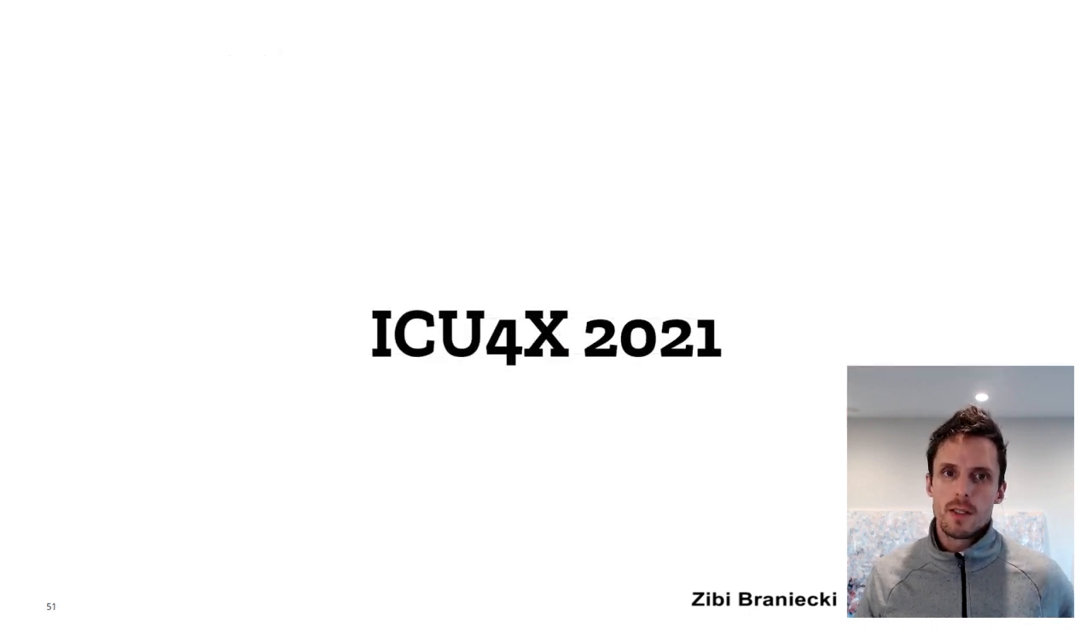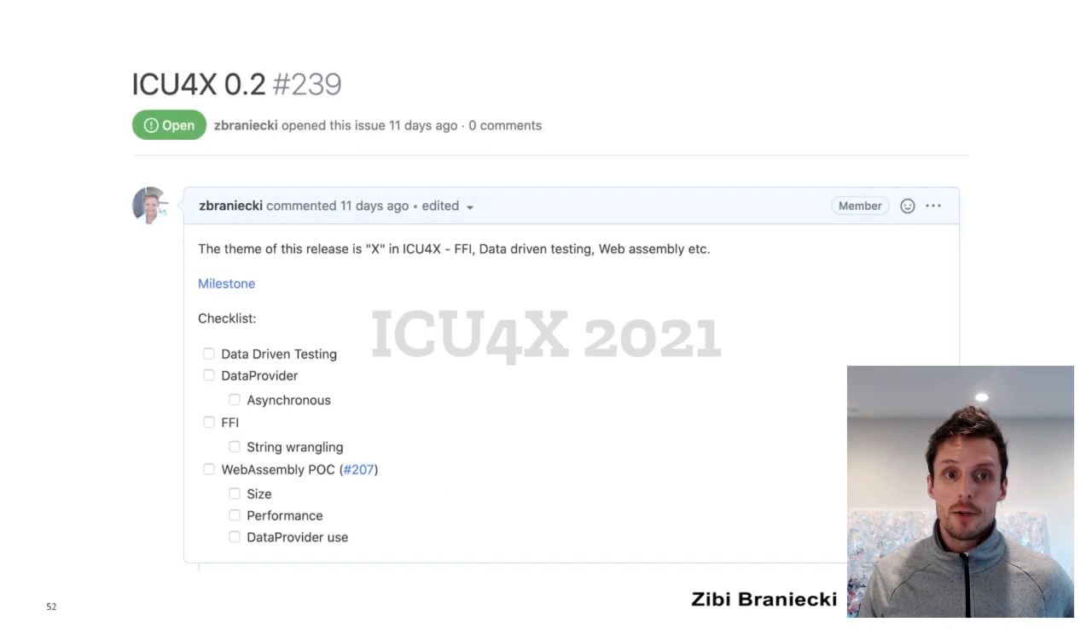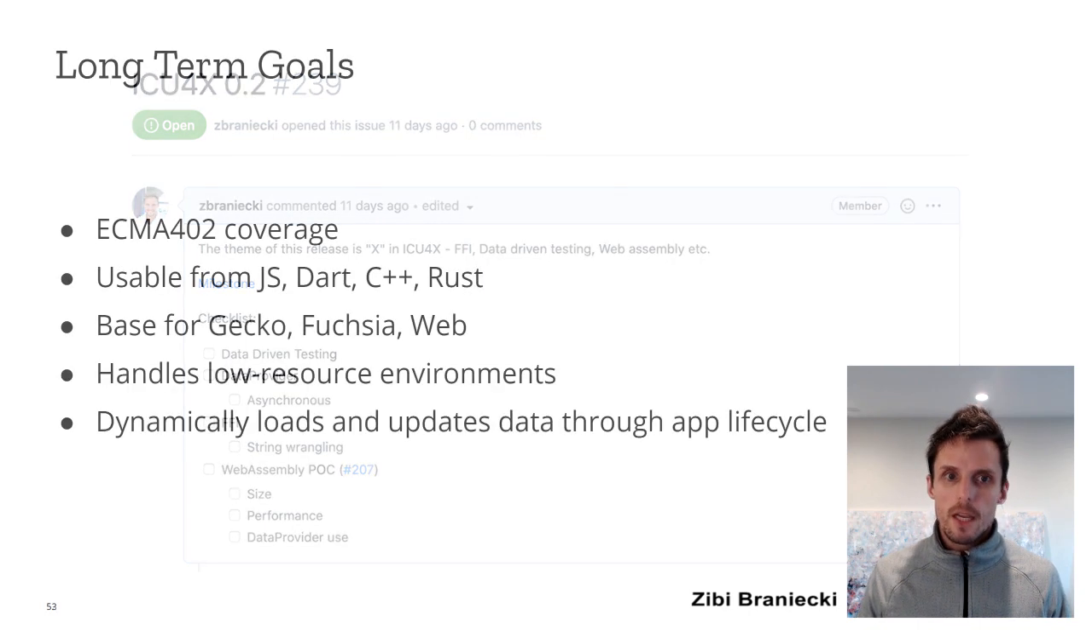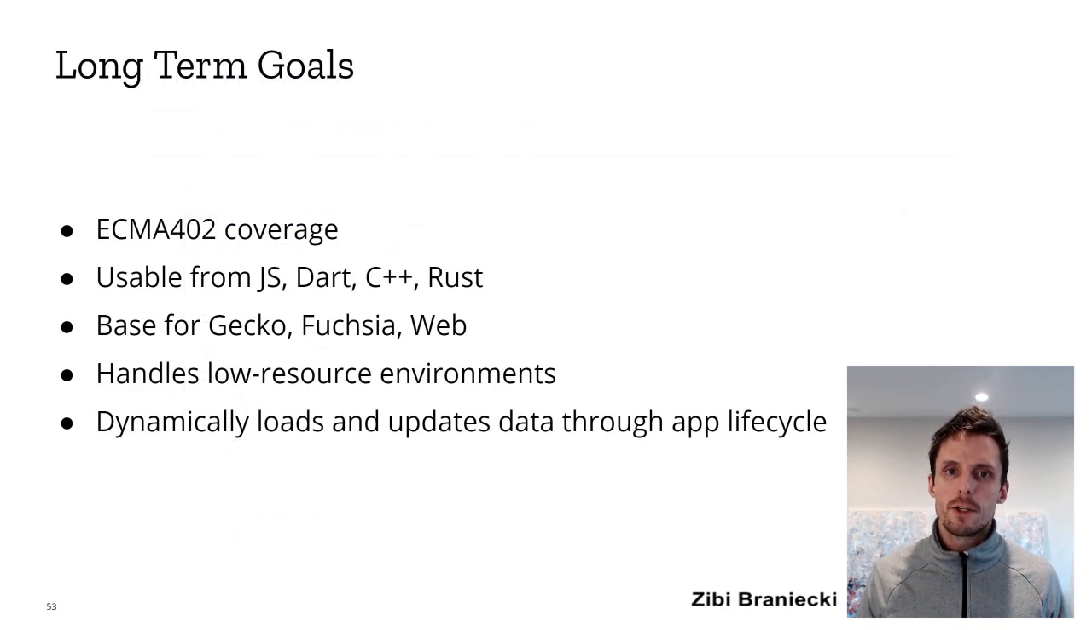The 0.1 release is about setting the stage, the ICU in our name. Getting the first components, getting the data provider, plugging it all together. The 0.2 release is about the X in the ICU4X name. We want to validate the data-driven testing concept, bring asynchronicity to the data provider, and develop the first FFI to other languages like WebAssembly. In 2021, we'll continue adding features to make ICU4X a good backend for the ECMA 402 specification.